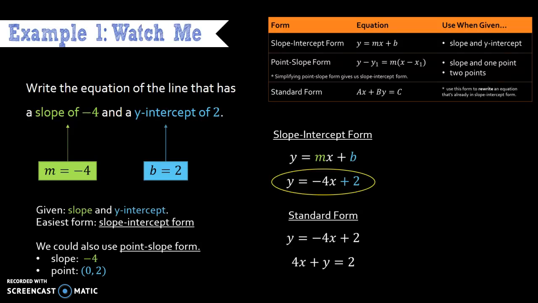Standard form is just the slope-intercept form rearranged to get the variables all on one side. So I'm going to use my addition property to put my 4x on the left-hand side, and I get 4x plus y equals 2 as my standard form. Same equation, it just looks a little bit different.